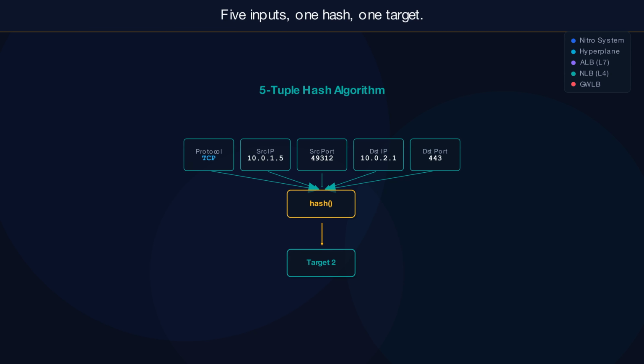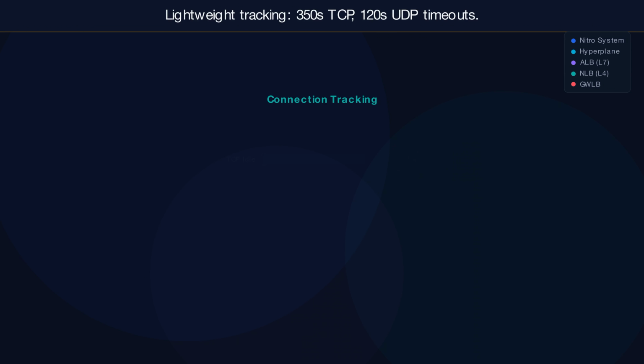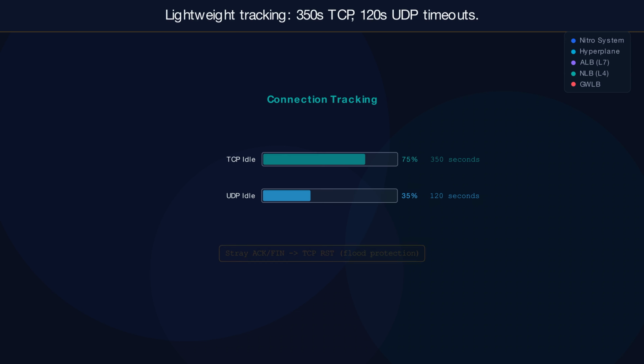NLB uses a 5-tuple hash algorithm to pick a target. 5 inputs go into a mathematical function: the protocol, source IP, source port, destination IP, and destination port. For TCP, it adds the sequence number, making it a 6-tuple. The output is a number that maps to one of your targets. Same 5-tuple always hits the same server.